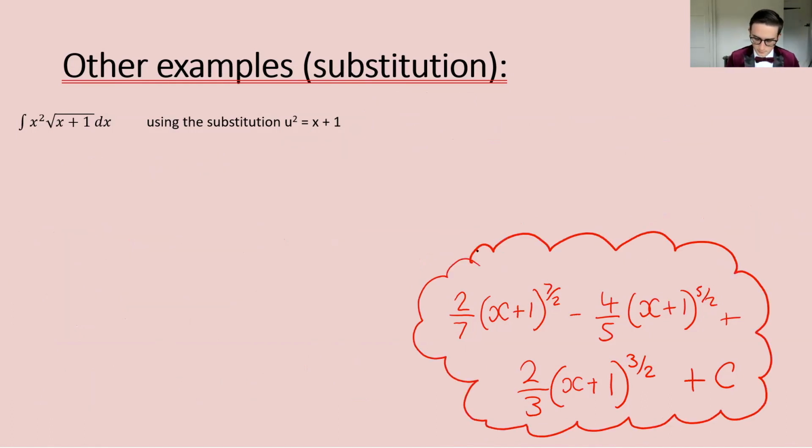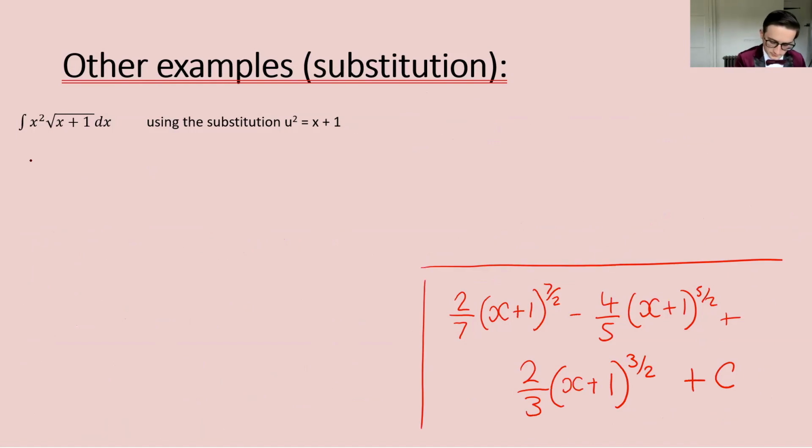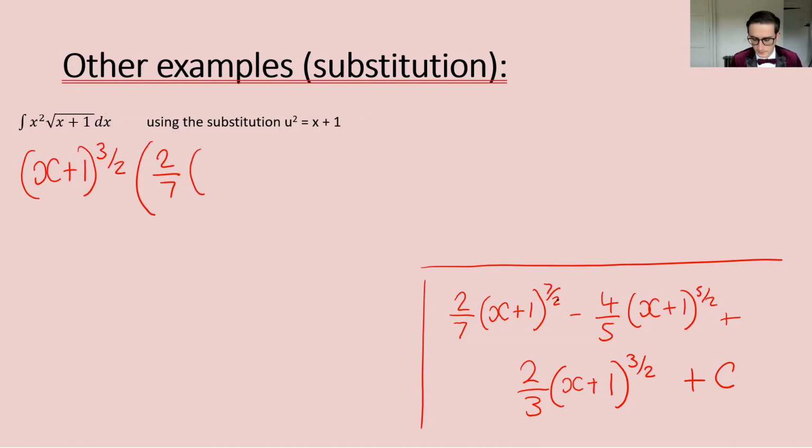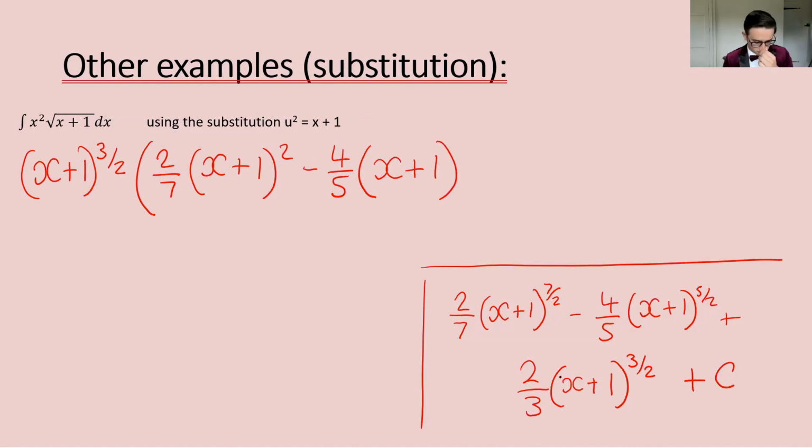Now again, just taking the time to show you how this tidies up. The highest common factor is x plus 1 to the 3 over 2. There's 2/7 of that, and then I need another 4 more. 4 over 2 more lots of that, which is 2 lots of it. So x plus 1 squared here, minus 4/5, and that is the bracket already that's been factored out.